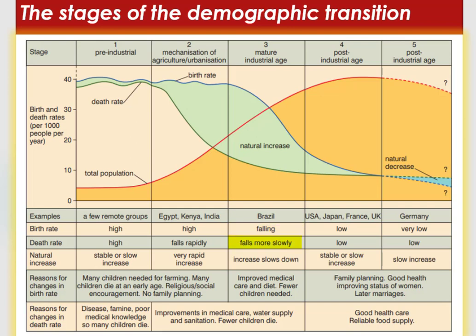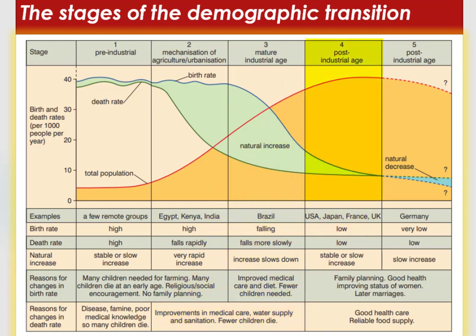In the mature industrial age, birth rate is falling. Death rate falls more slowly. In this case, natural increase slows down. The reason for the falling of birth rate is improved medical care and diet, and fewer children are needed. The reason for the fall of death rate is improvements in medical care, water supply, and sanitation.